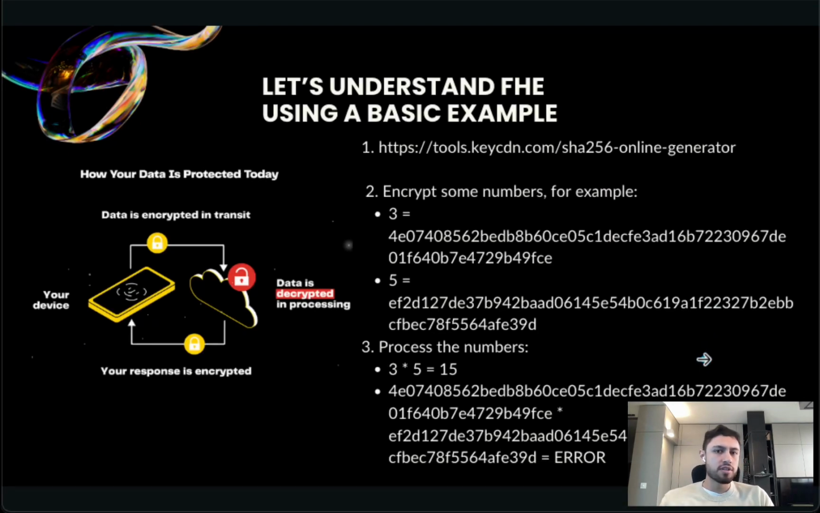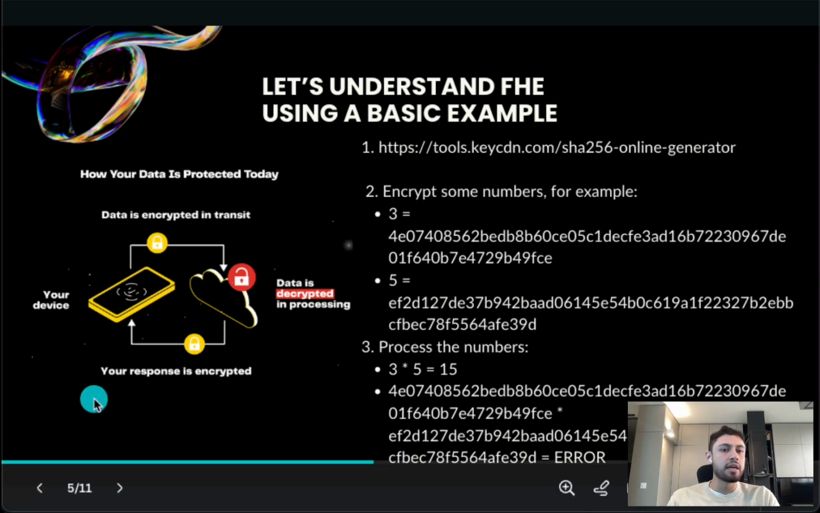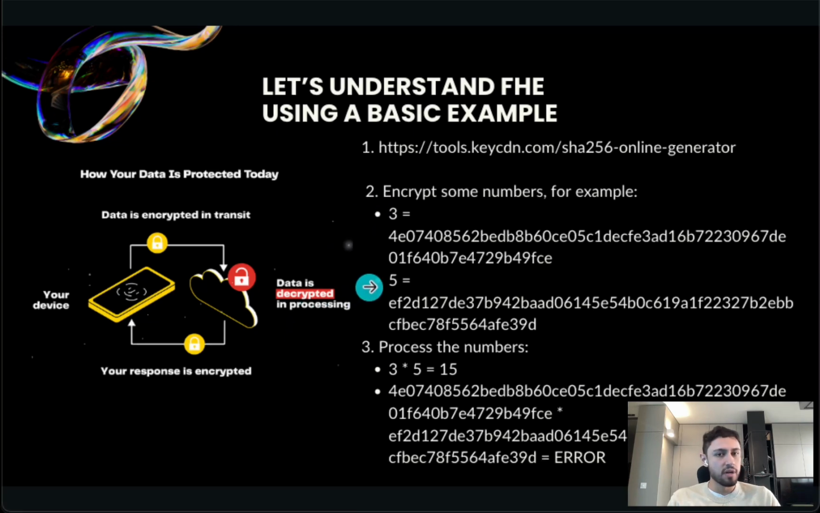First of all, let's understand FHE a little bit. As I mentioned in the previous video, data is encrypted in transit, decrypted in processing, and then the response is encrypted again. For example, we have the number 3 and the number 5. If we encrypt the data using this tool, number 3 will be this hash, and number 5 will be this hash.